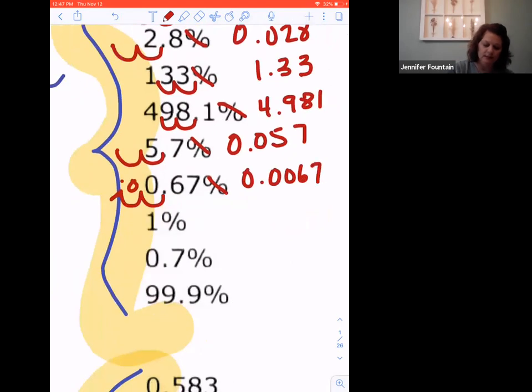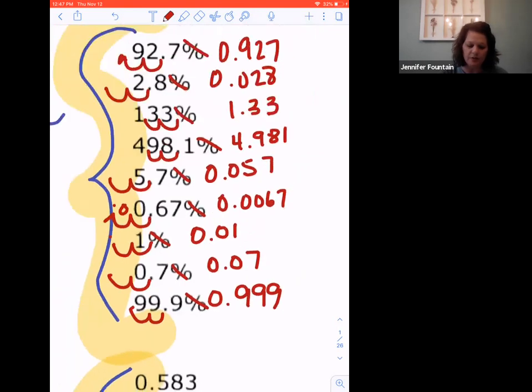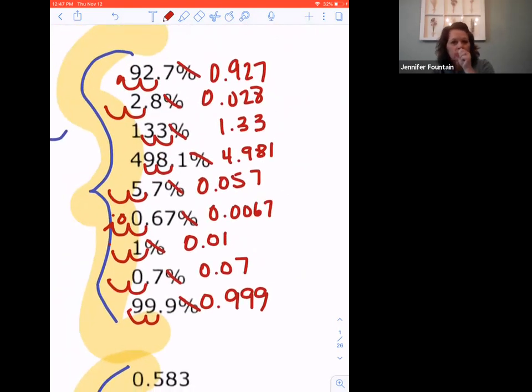0.0067. Drop it, move 2. 0.01. Drop it, move 2. 0.07. Drop it, move 2. 0.999. Any questions on that first section? Changing from a percent to a decimal, we drop our percent sign and move our decimal 2 places to the left because we are dividing by 100, okay?